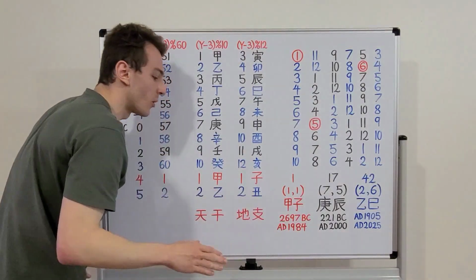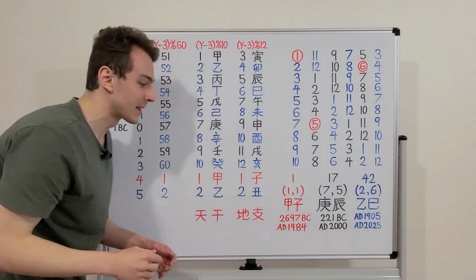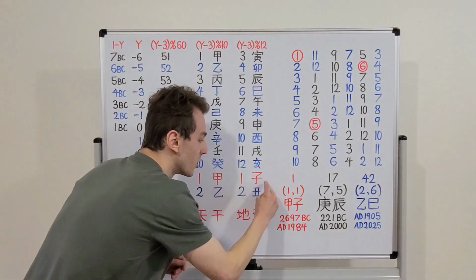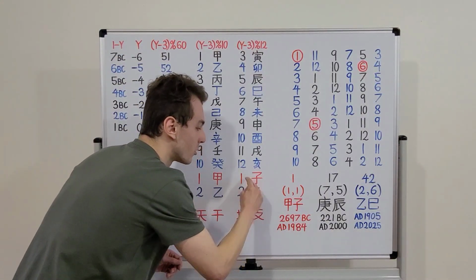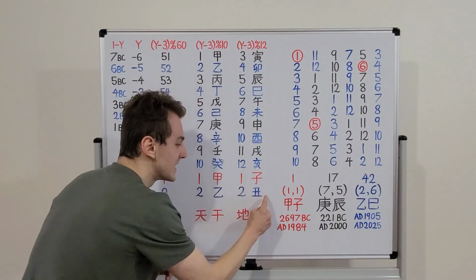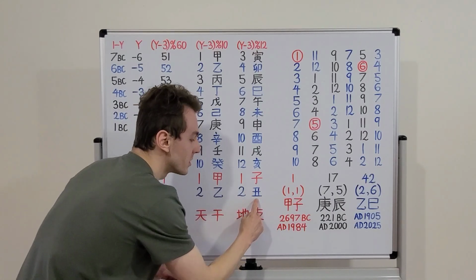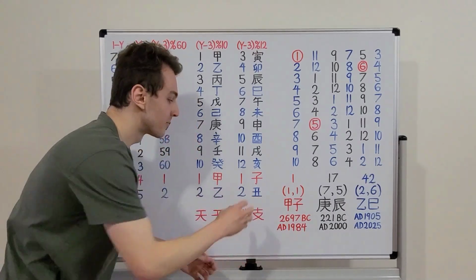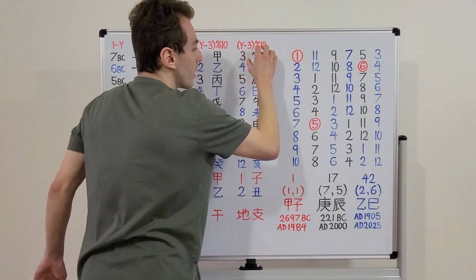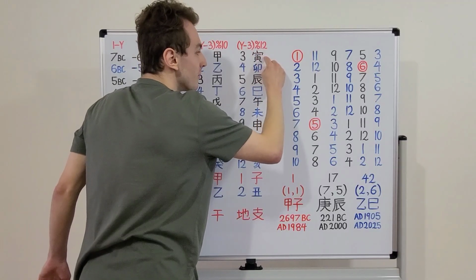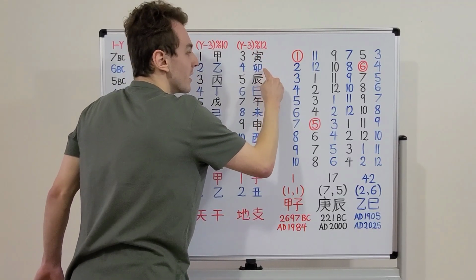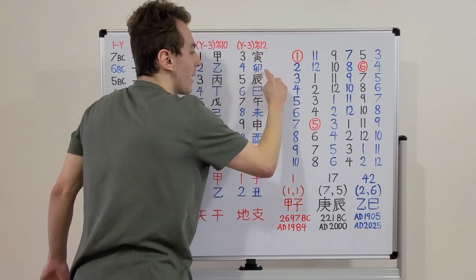And they also correspond to animals. The first earthly branch corresponds to the rat. The second earthly branch corresponds to an ox. The third earthly branch corresponds to a tiger. Then the fourth earthly branch corresponds to a rabbit.